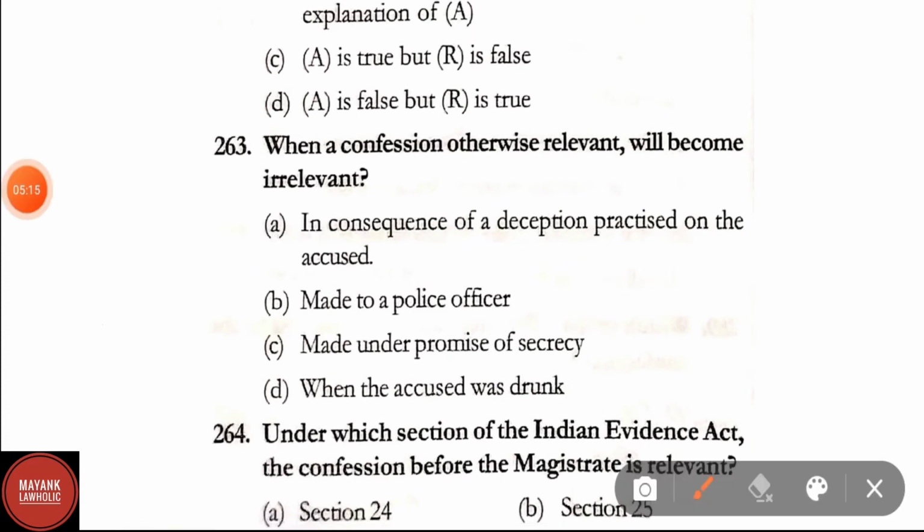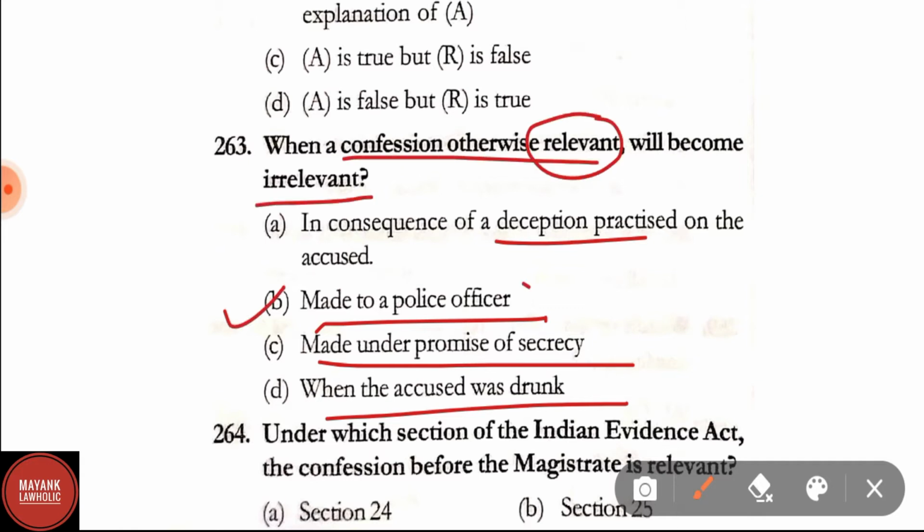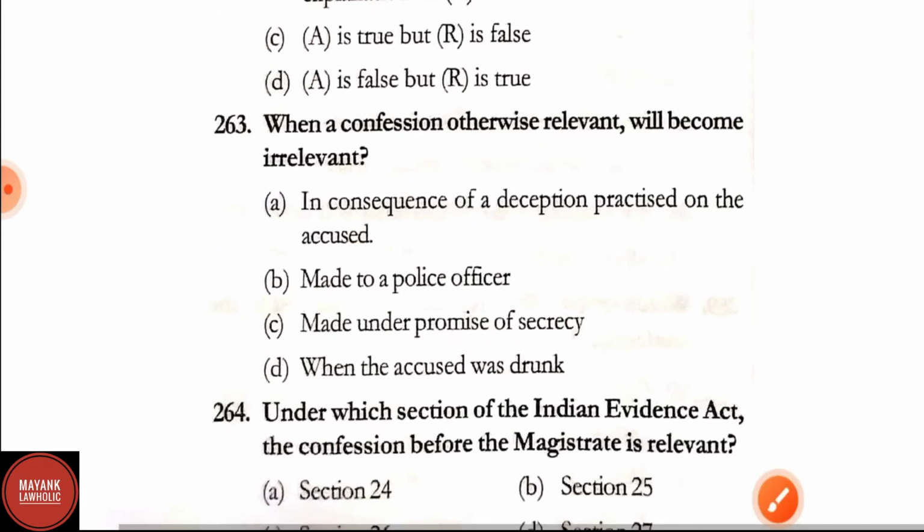Question number 263. When a confession otherwise relevant will become irrelevant? Option A. In consequence of a deception practiced on the accused. B. Made to a police officer. C. Made under the promise of secrecy. D. When the accused was drunk. Here correct answer is option B. That when a confession otherwise relevant will become irrelevant if it is made to a police officer.